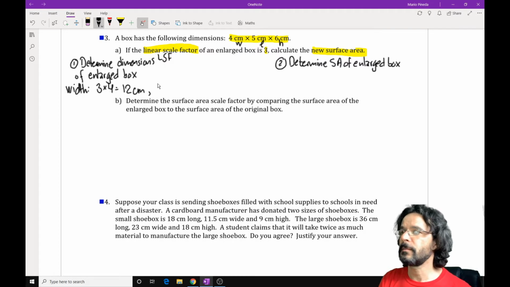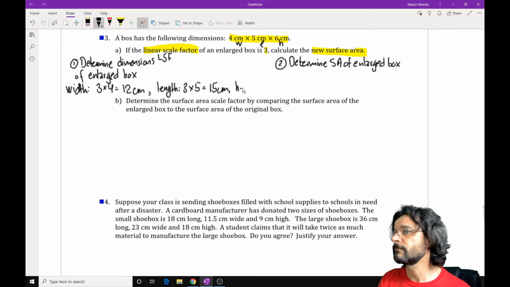We're going to do the same thing for length. It's going to be 3 times the original length of 5 centimeters. So the enlarged box has a length of 15 centimeters. And then for the height, it's going to be 3 times 6. So it has a height of 18 centimeters.